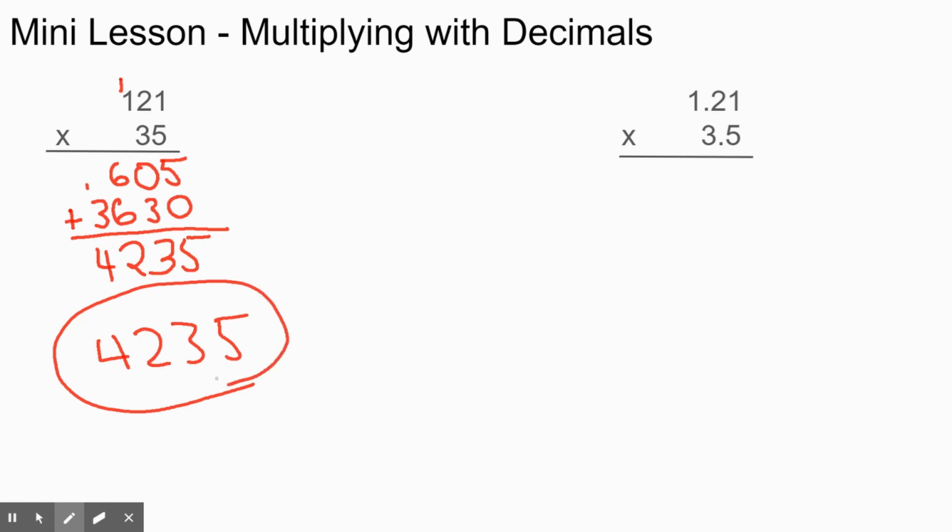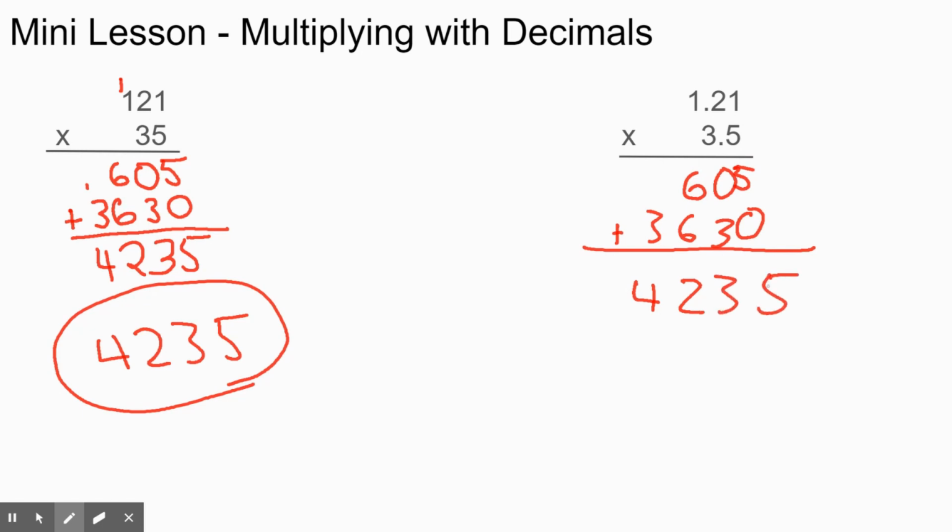Now, when it comes to multiplying decimals, if you look at that problem, you'll notice it looks almost the same as the one we just did. The only difference is we have a decimal in both of our numbers. And the first step when it comes to multiplying multi-digit decimals is to do the exact same thing that we just did. We're basically ignoring the decimal entirely to begin with. So again, we did 5 times 1, 5 times 2, and then 5 times 1 again. Put our 0 here. 3 times 1, 3 times 2, and then 3 times 1 again. So we have 3, 6, and 3. And then we add them together. We got 4,235.